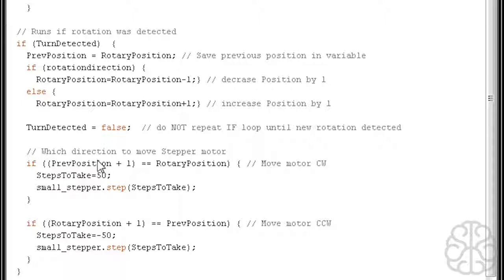And this part here is actually what moves the motor after we've set the rotary position. So remember, we set previous position to the old rotary position. So let's say the rotary position, like I said, was 24. So previous position is equal to 24, but we're doing a minus 1 or a plus 1 since we detected a new turn. So if previous position, 24, plus 1, equal 25, is equal to rotary position, which is now 25, then we move the motor clockwise. Step to take, 50. And small stepper, we're moving the motor 50 steps. If the rotary position plus 1, the rotary position is 25 now, is equal to the previous position, 26, that means that the motor went counterclockwise. So we're stepping minus 50, and we're moving the motor.